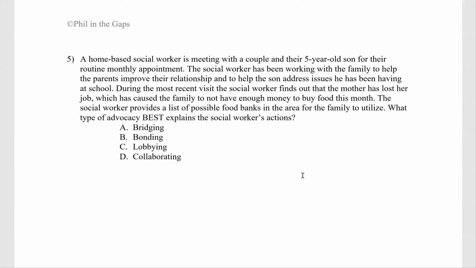During the most recent visit, the social worker finds out that the mother has lost her job, which has caused the family to not have enough money to buy food this month. The social worker provides a list of possible food banks in the area for the family to utilize. What type of advocacy best explains the social worker's actions? A, bridging, B, bonding, C, lobbying, or D, collaborating.